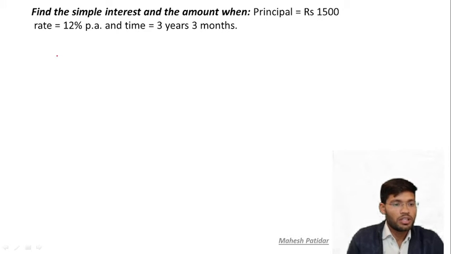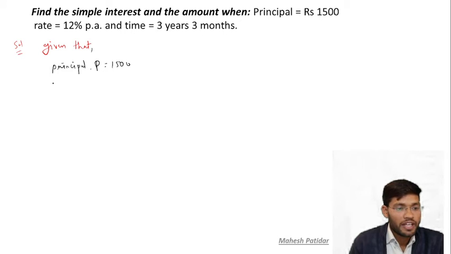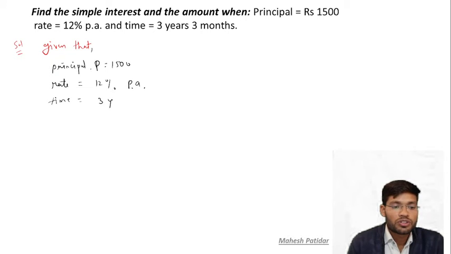Now we will solve the question. Solution: given that principal P is equal to 1500 and rate is equal to 12% per annum, and time is equal to 3 years and 3 months.